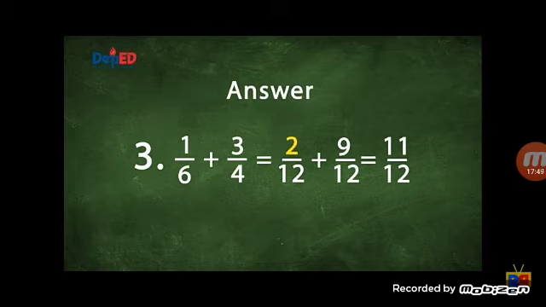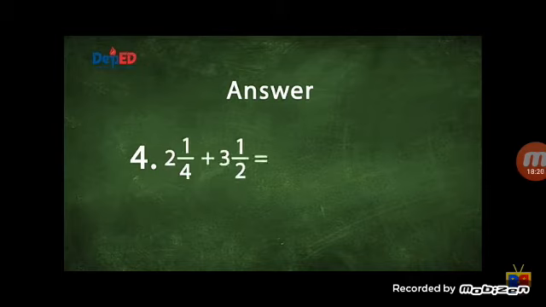Let us continue the solution. Step 3. Add the numerators. 2 plus 9 equals 11. And copy the common denominator, 12. We have 11/12. Is 11/12 already in lowest terms? Yes. Therefore, our final answer is 11/12. Again, the missing number is 2.